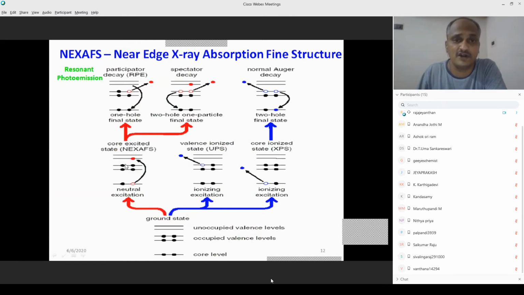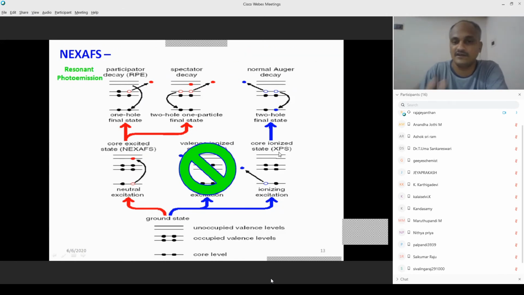But in the other case, instead of the core electron going to the unoccupied valence shell, if the electrons get ionized, if photoelectrons are released, then it is ionizing excitation. In the ionizing excitation, if the electrons are emitted from the valence shell, then it is called ultraviolet photoelectron spectroscopy, in short UPS. If the electron comes out from the core shell, that is the blue one, then it is called XPS. We are not interested in learning about this ionization excitation.